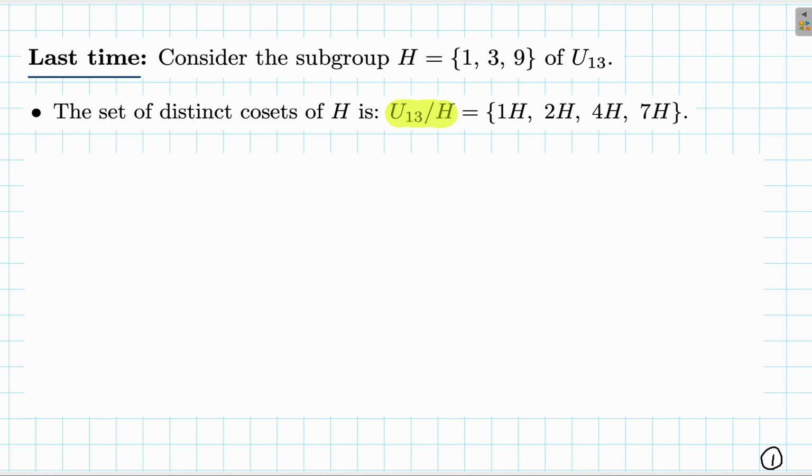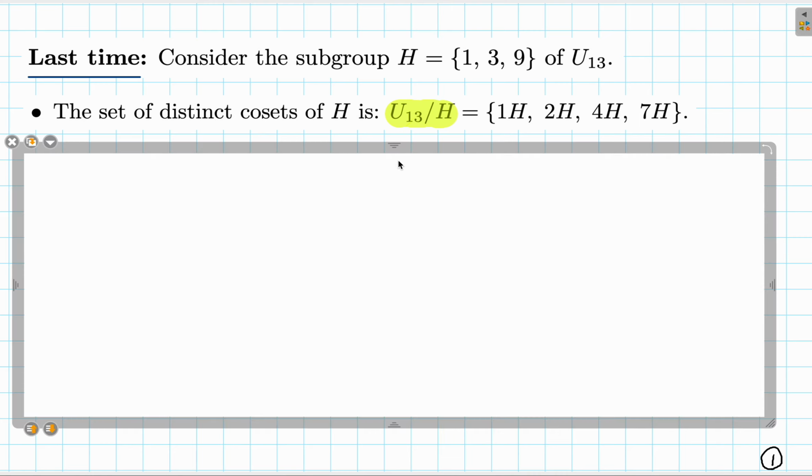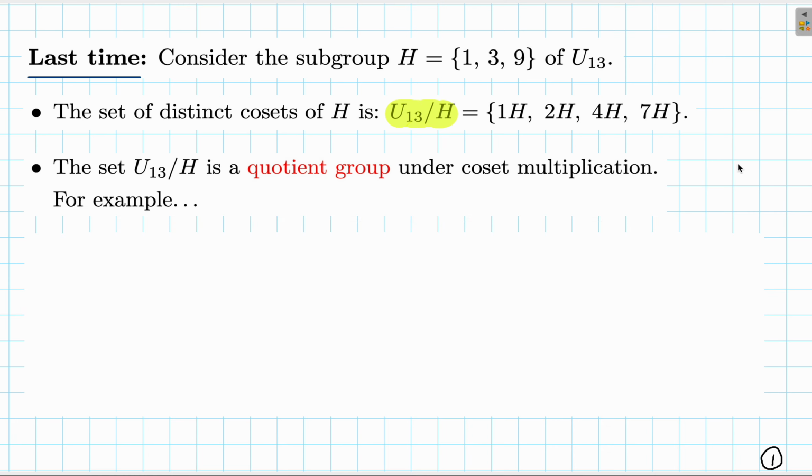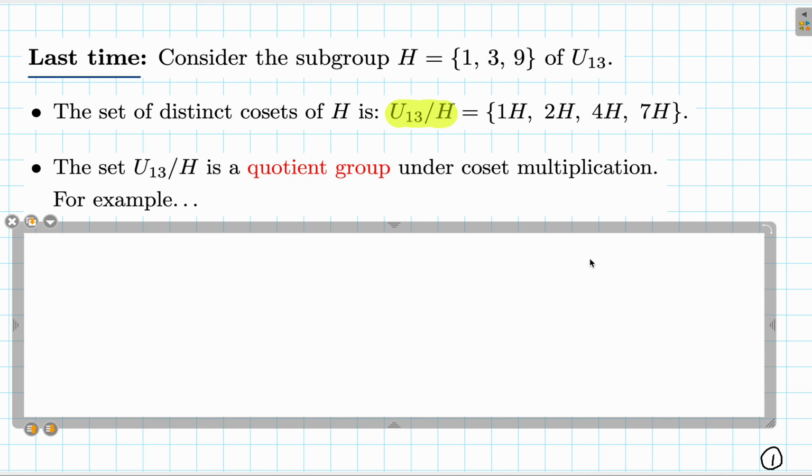Then we formed a group using this set of cosets of H. And we're going to introduce a new terminology here. Such a group whose elements are cosets is called a quotient group. And the operation of a quotient group is coset multiplication, or coset addition if your original group happens to be an additive group. Now let's review how coset multiplication works.